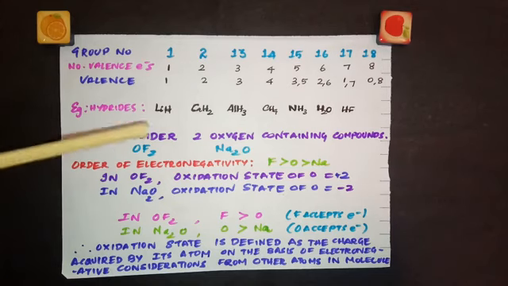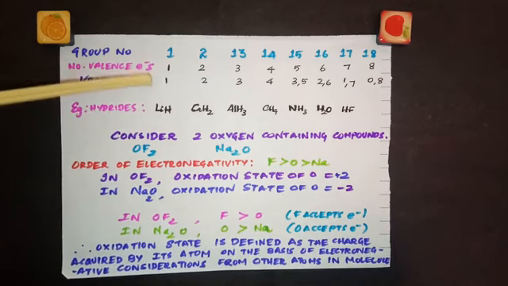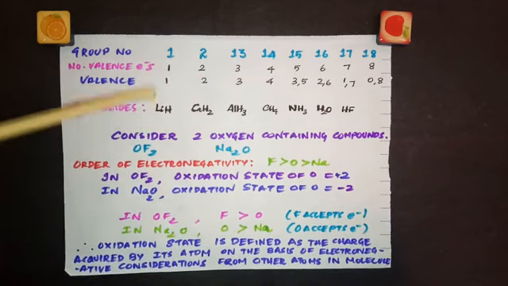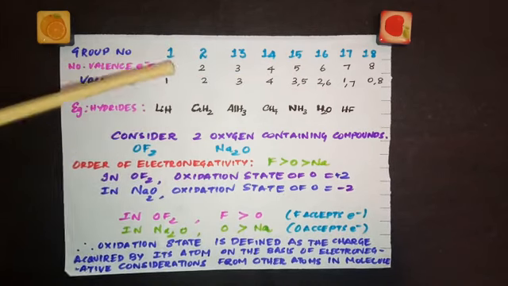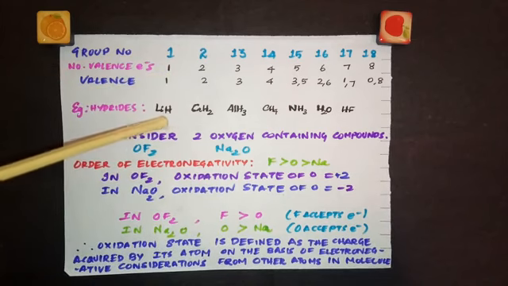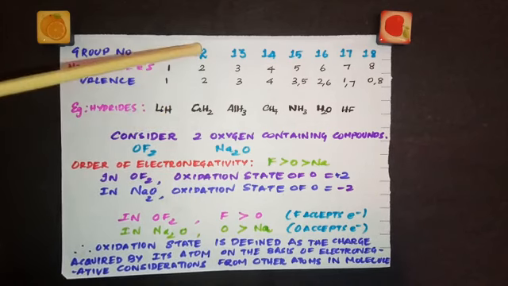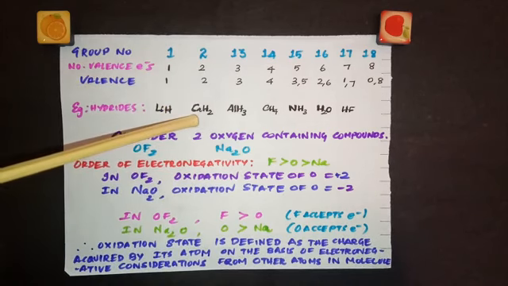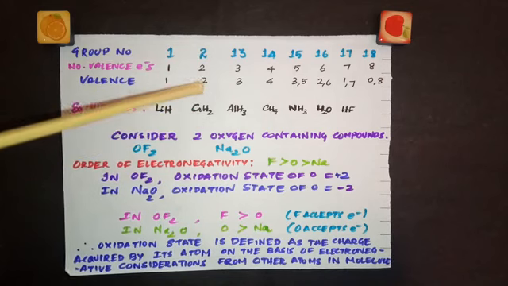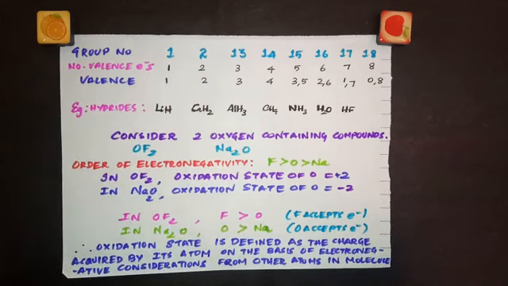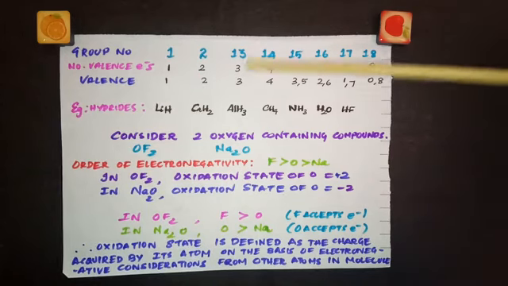Now let's take the example of hydrides formed by the elements of these groups to understand this valency. See, in group 1 we have lithium. Lithium can form LiH because it exhibits a valency of 1. So it can bond with 1 hydrogen. Same way, look here in group 2, I've taken the example of calcium. Calcium can exhibit a valency of 2. So it can bond with 2 hydrogens. So it forms CaH2.